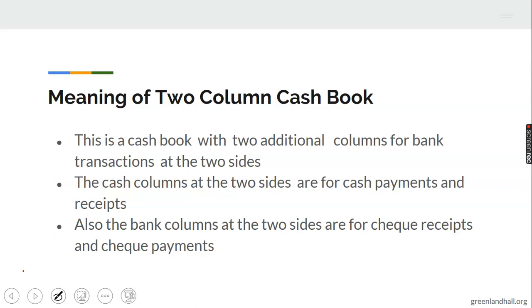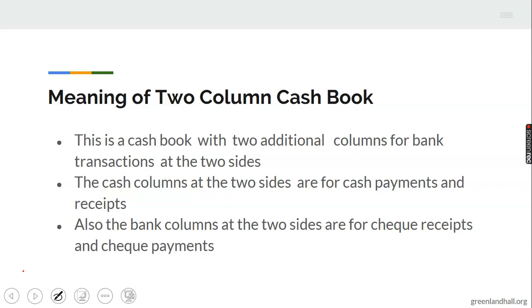First and foremost, we'll be looking at the meaning of a 2-column cash book. The other time we discussed the 1-column or single-column cash book. When we say single-column or 1-column, I told you that it means a cash book having just a column at the two sides for recording cash transactions or for recording the amount.